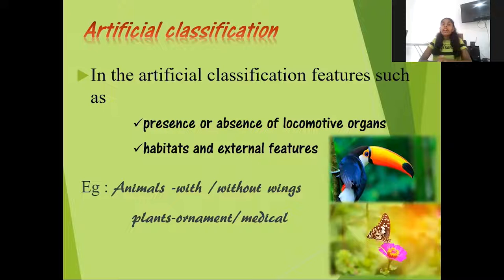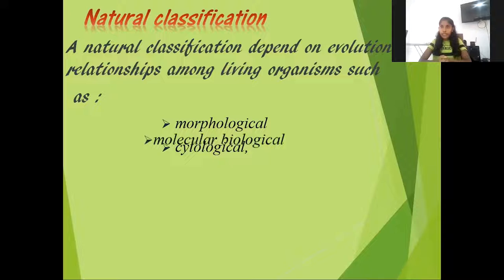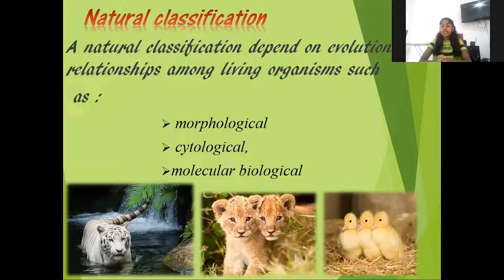Now I talk about natural classification. A natural classification depends on evolutionary relationships among living organisms. In natural classification, morphological, cytological, and molecular biological features are considered. Examples of natural classification: locomotive appendages of organisms, fins of fish, feathers of birds, and legs of humans are examples for it. So now it is the end of my presentation.